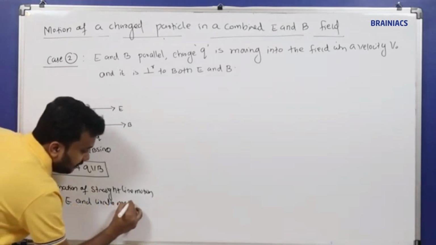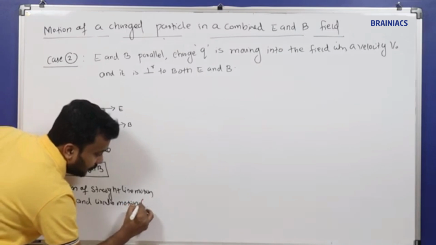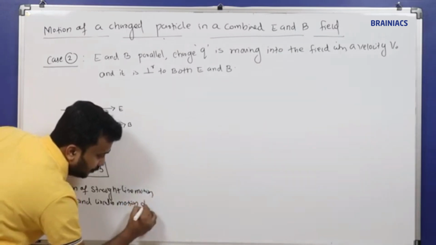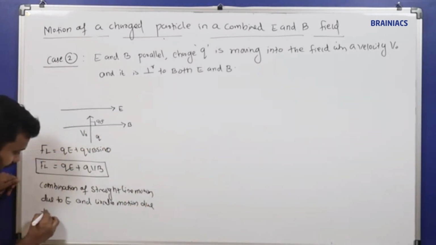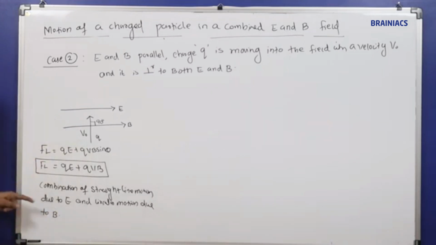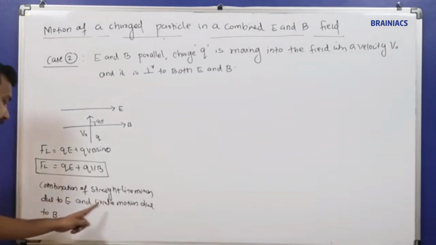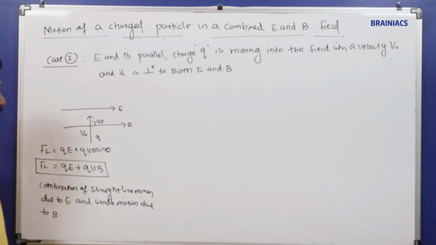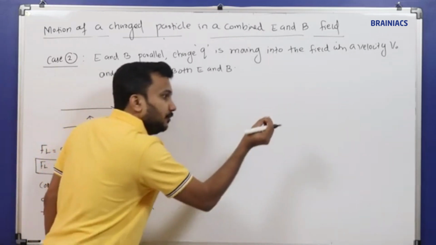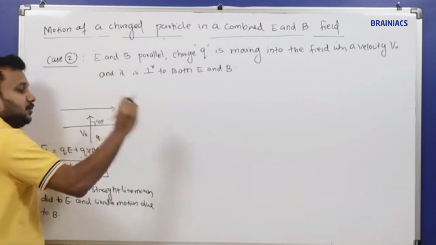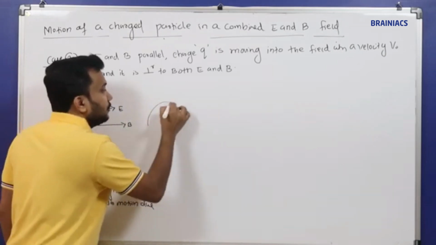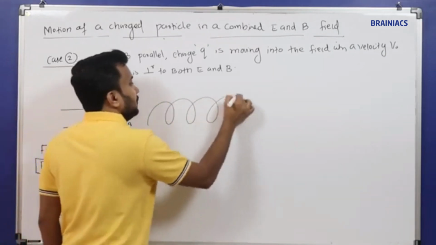Circular motion is given by whom? Due to the magnetic field. So circular motion is due to the magnetic field, and straight motion is due to the electric field. So the electron has to move forward, and at the same time it has to rotate. So how does the structure look? The structure looks like this.